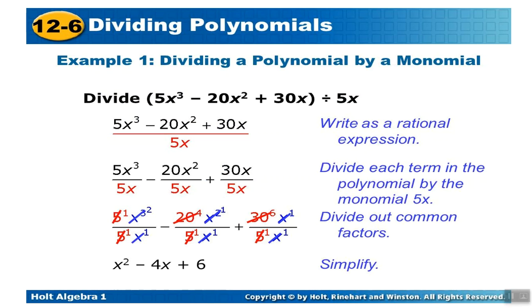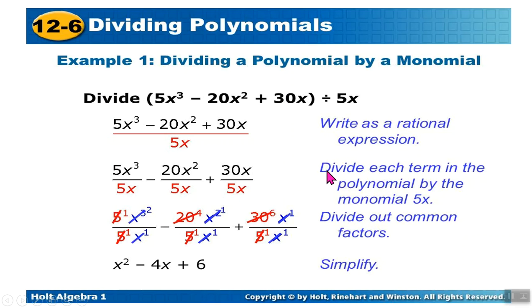Let's see the first example. Example number 1, dividing a polynomial by a monomial. Look here, 5x cubed minus 20x squared plus 30x divided by 5x. Now 5x is a monomial and the other is a polynomial, so we will write it in fraction form: 5x cubed minus 20x squared plus 30x all divided by 5x. This is step number 1, write as a rational expression.